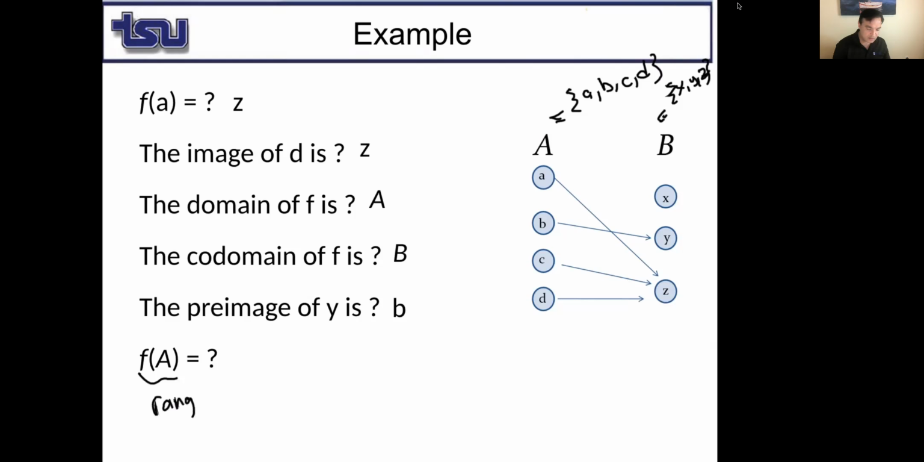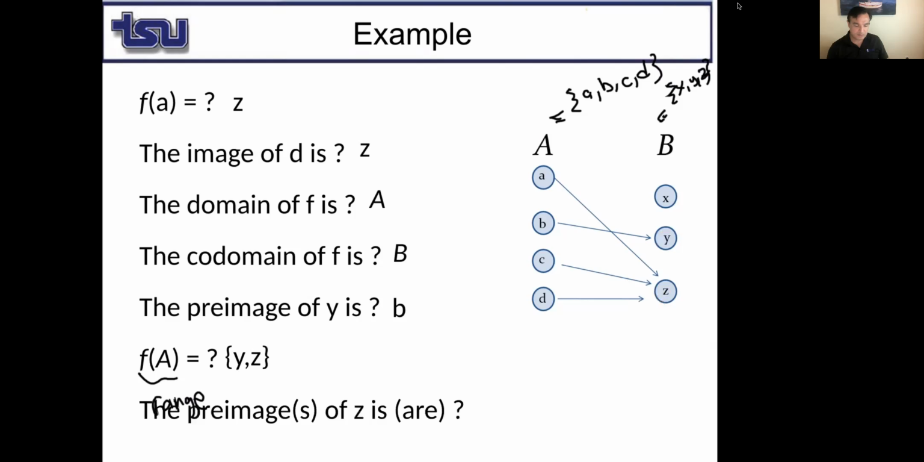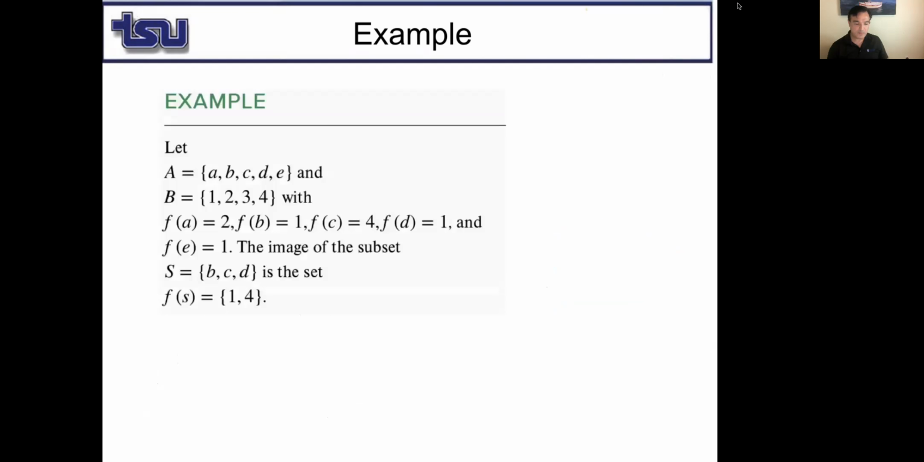And f of A means the range, okay? The range of this function. As you see, even though the codomain is X, Y, Z, the range is only Y and Z, okay? And the pre-image of Z: A is mapped to Z, C is mapped to Z, D is mapped to Z, so the pre-image will be the set A, C, D. Pretty simple. Here you go.